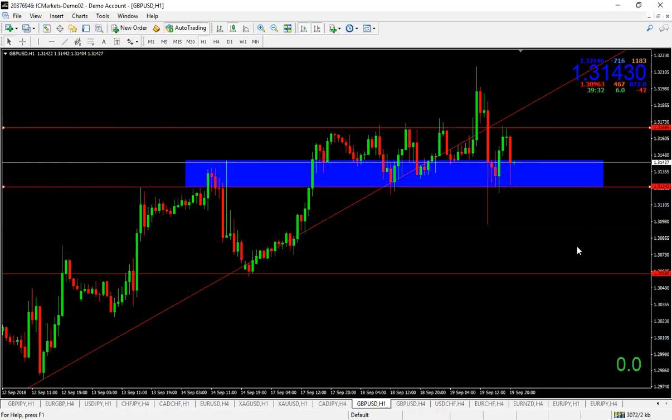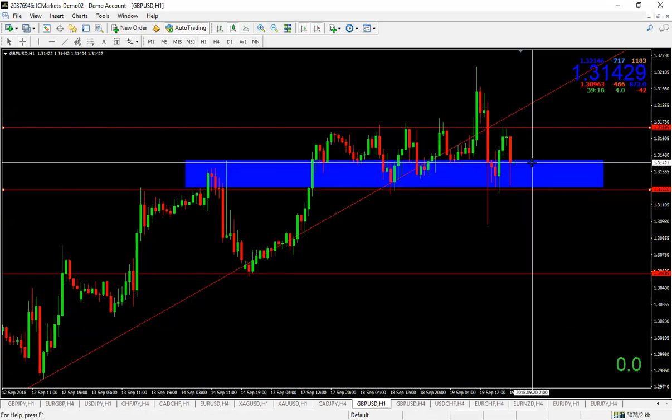So in a sense, for me to actually enter this as a sell with confidence, I want her to break this line. If it breaks and closes below this line, I would then enter. Considering where we are now, we're still about 20 pips away.